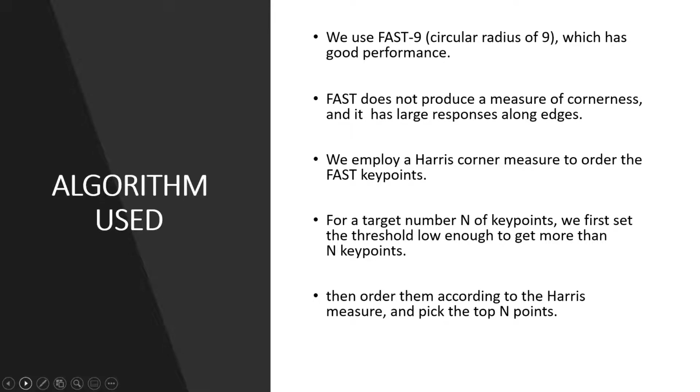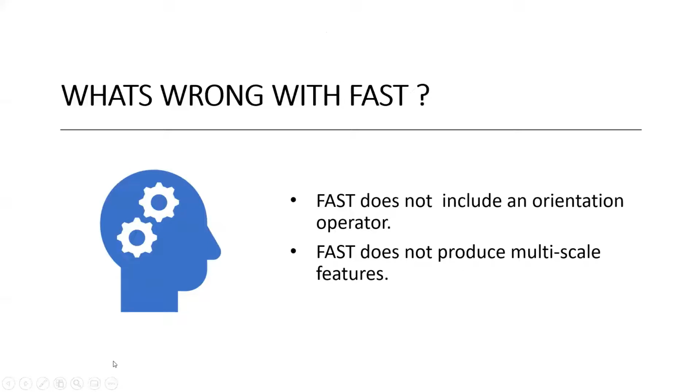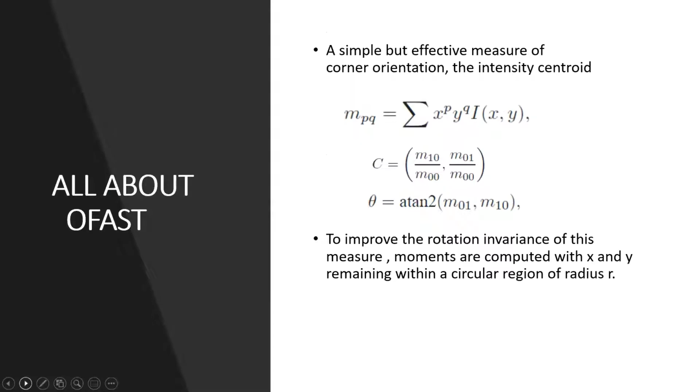Okay, then what's wrong with FAST? The thing is, it does not include an orientation operator and does not produce multi-scale features. The multi-scale feature is not the point of interest in this paper, but orientation is the point of interest. So we want to introduce an orientation.